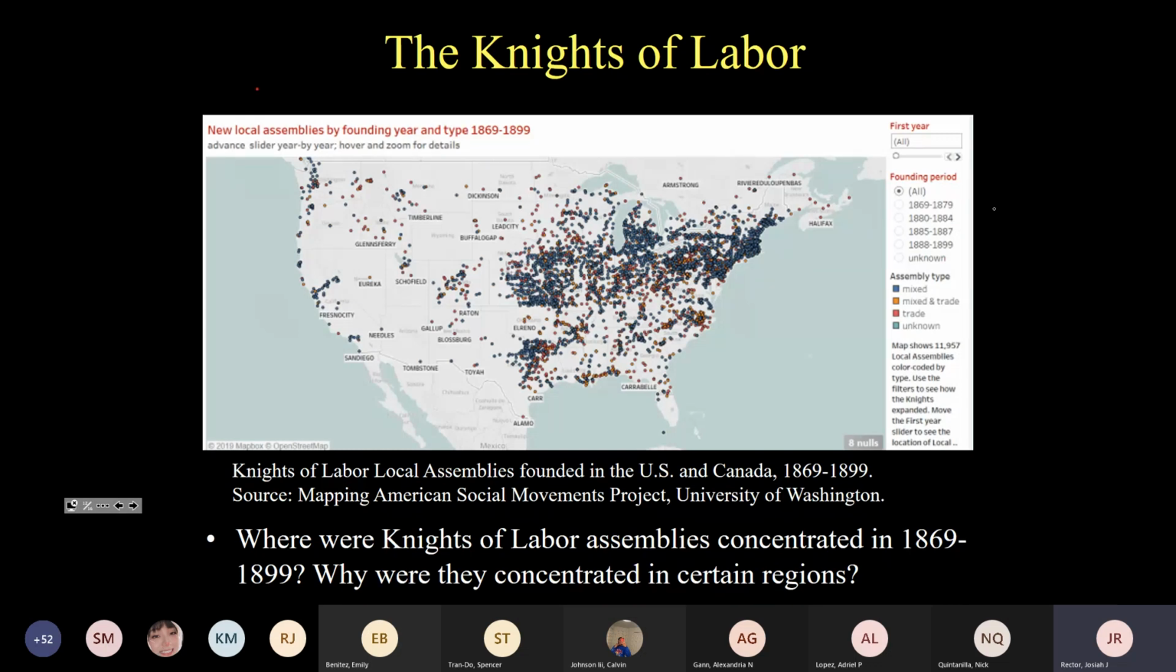The Northeast and the Midwest, right? But they also existed across the South, including here in Texas. But they were more densely concentrated in the Northeast and the Midwest. Why might that be? Right, it was more industrialized, so they were more industrial workers. Okay, but they were all over the place, including here in Texas.